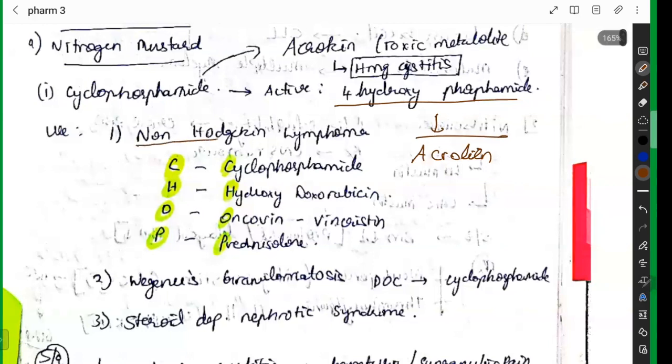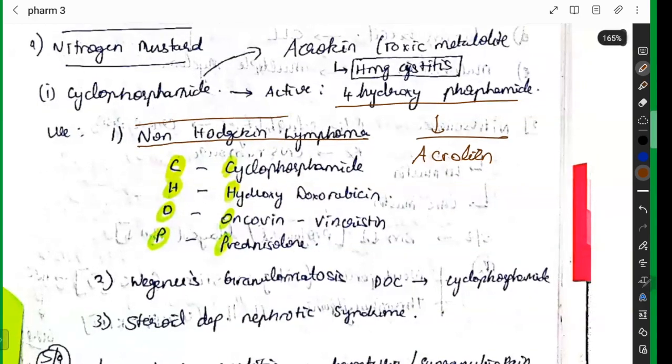You are going to use it in non-Hodgkin's lymphoma. Now can I correlate with the hematology which we did in pathology? Non-Hodgkin's lymphoma, what is the drug regimen? I asked you to remember. CHOP regimen. C stands for cyclophosphamide, H stands for hydroxydoxorubicin, O stands for oncovin or vincristine, and P stands for prednisolone. So one among them is cyclophosphamide. We are going to use it.